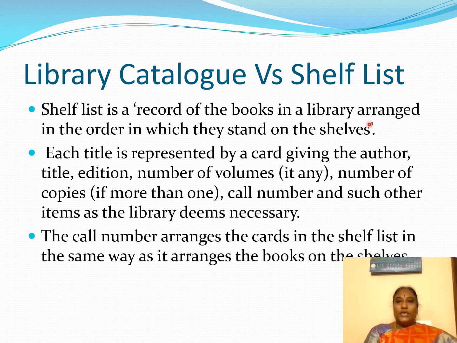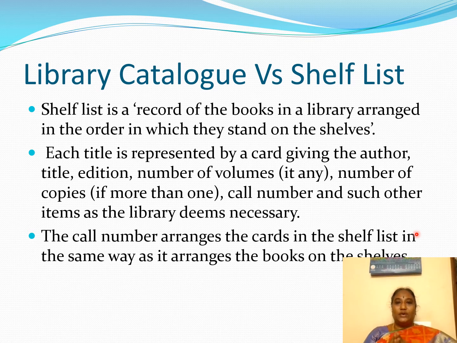In the library, the books are arranged in the order in which they stand on the shelves. In a particular shelf or shelves, the order of a book is revealed by this shelf list. Each title is represented by a card giving the author, title, edition, number of volumes, if any, and number of copies if more than one, and call number and such other items as the library deems necessary.